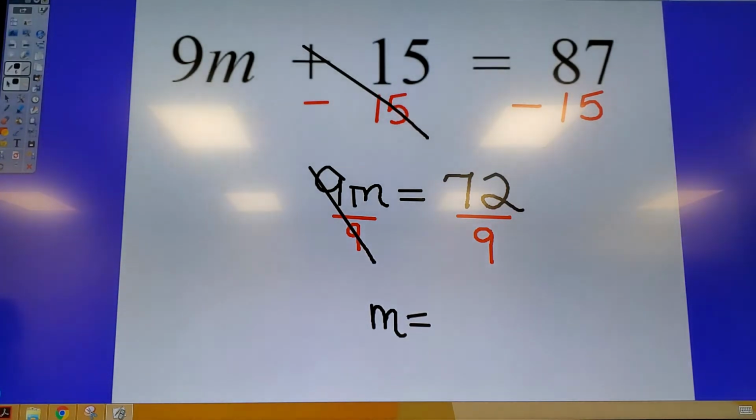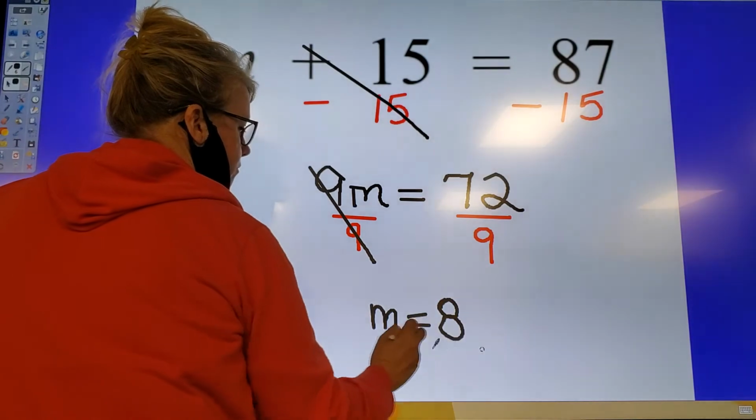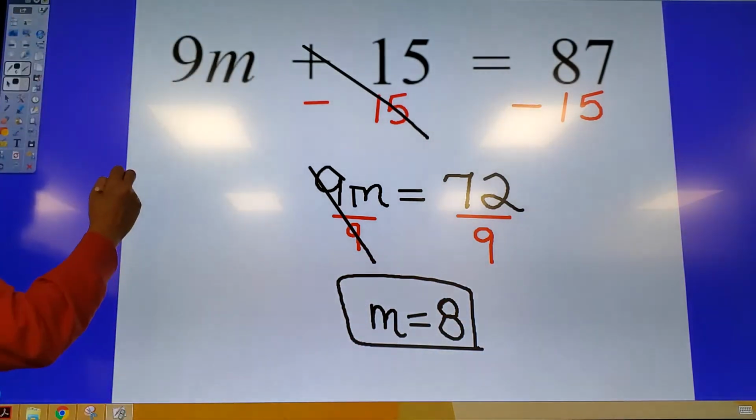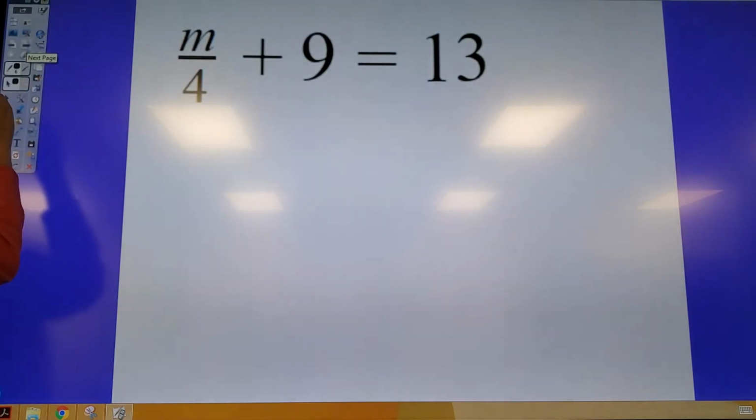So when you divide by 9, 72 divided by 9 is 8. 8 times 9 is 72. So on your Google form, you would just put in an 8. Okay? All right, let's look at a different type of equation, like this one.